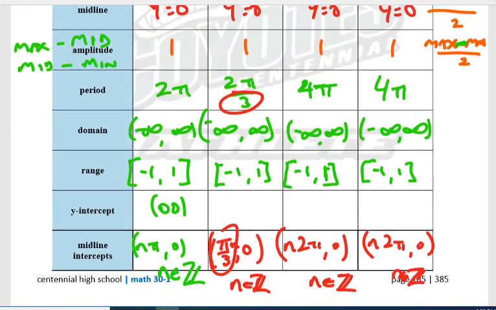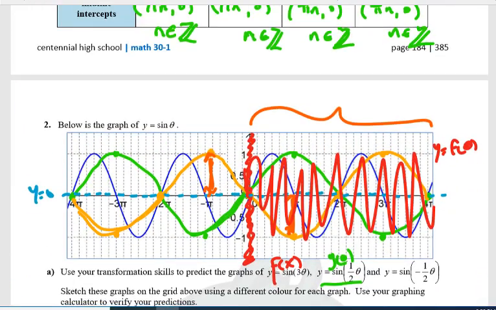And that, ladies and gentlemen, is our introduction into the graphs of trig functions.